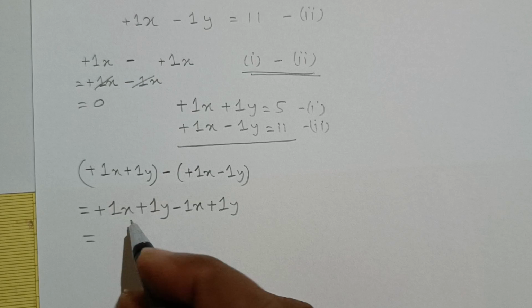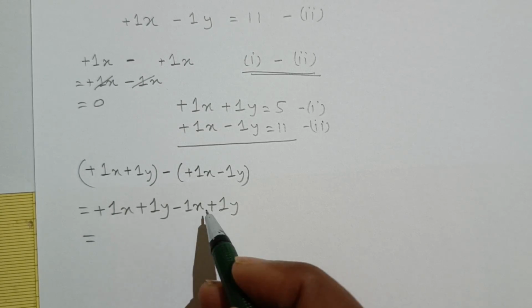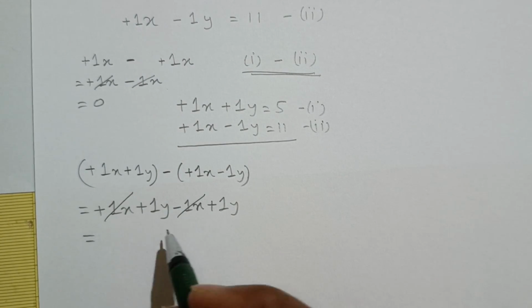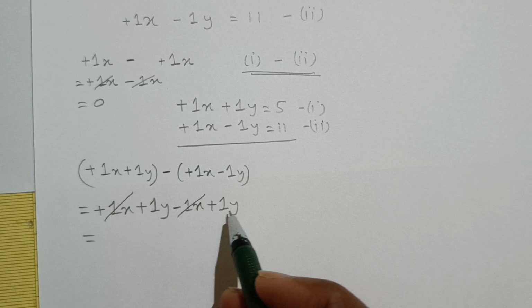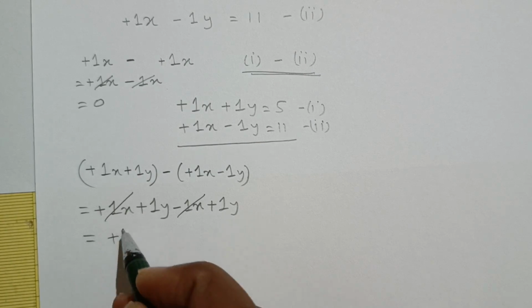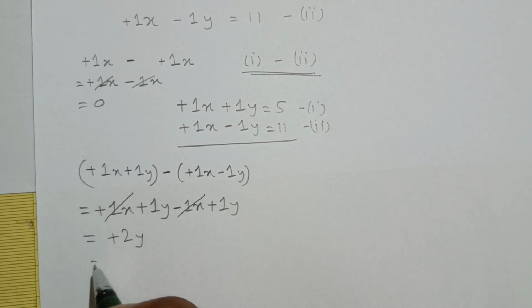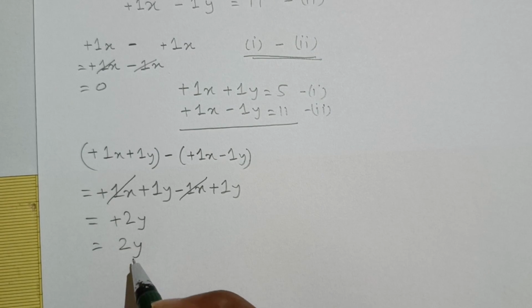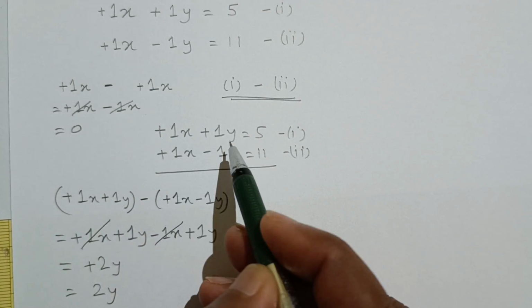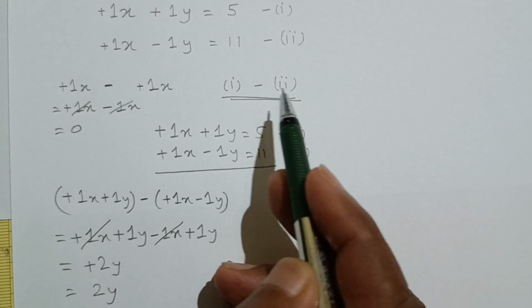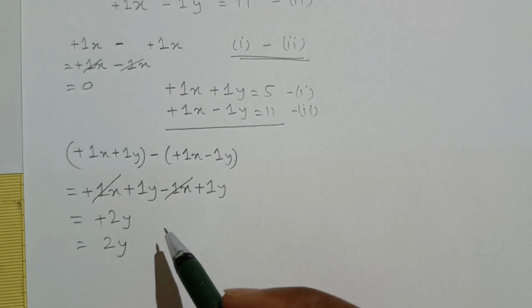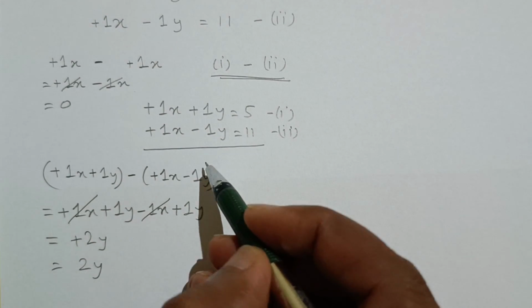And what does this become? So plus 1x minus 1x, they will cancel. Plus 1y is plus 2y, or simply you can say 2y. So the left hand side, when I do equation 1 minus equation 2, becomes 2y.